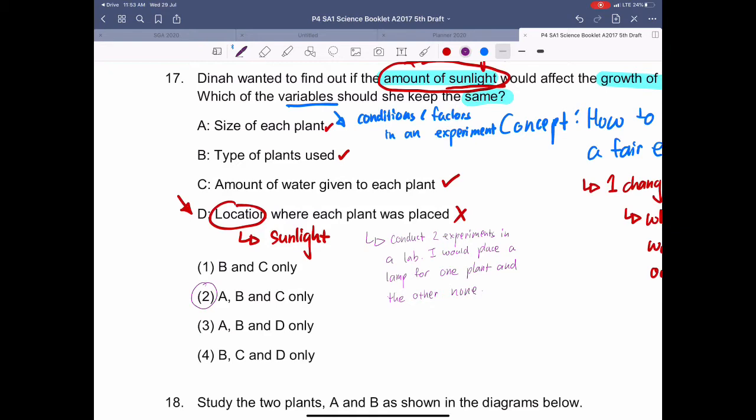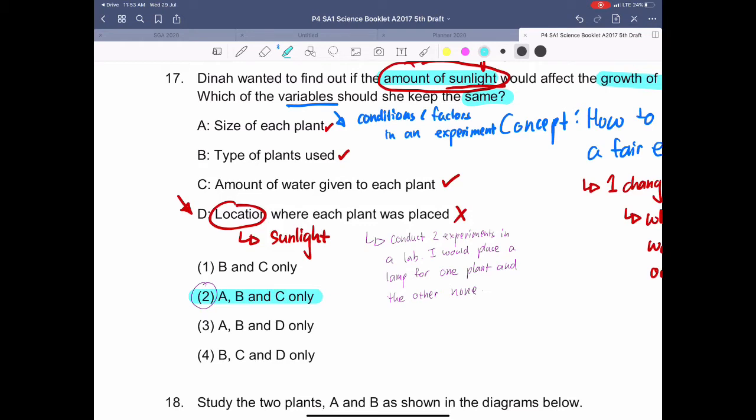So I would modify the experiment in such a way. However, the one that you do not want to keep the same in this case is D. We equate location to having sunlight and no sunlight. So the answer should be A, B, and C. Answer 2 is your best possible answer, because there is no option where it says A, B, C, and D. Like I told you, I have an issue with D actually, but since they don't have an option with A, B, C, and D, my best plausible answer is A, B, and C. These 3 need to be kept the same. By right, location should be kept the same also, but you put a lamp for one and no lamp for the other.